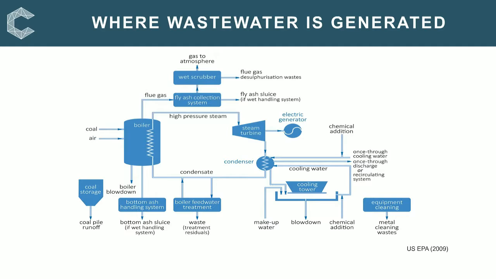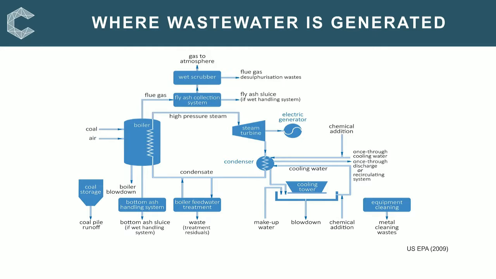Power plants with a once-through cooling system return the cooling water to the water body at a higher temperature, and the resulting temperature rise in the receiving water body is often regulated. For example, India limits the temperature to no more than 10 degrees centigrade higher than the intake water temperature. And power plants with recirculating cooling systems generate a waste stream from the periodic blowdown of the cooling tower.